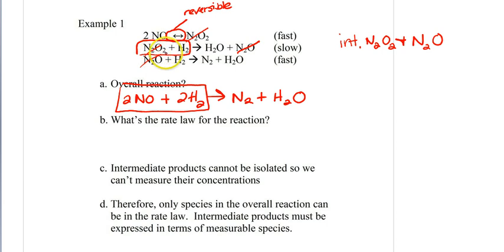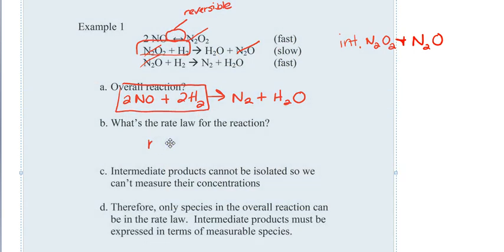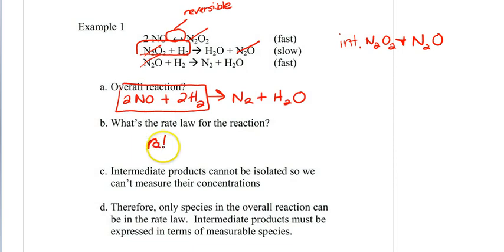Now, N2O2 does not appear in your overall reaction, so you would never want that to be in your rate law expression. However, N2O2 at the same time is also forming back into NO, and we see that because of this arrow, how it's able to go back and forth, so reversible. And so when we look to the slow step to determine our rate law expression, we would say rate is equal to K.